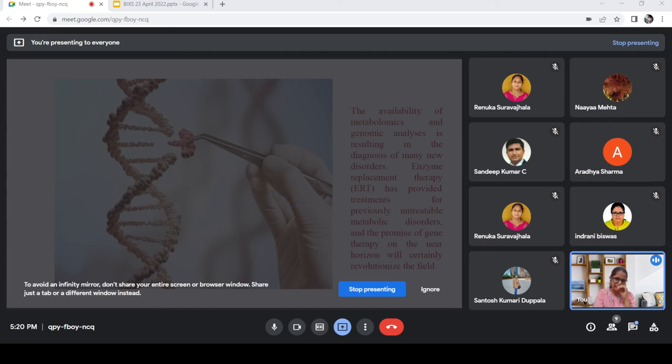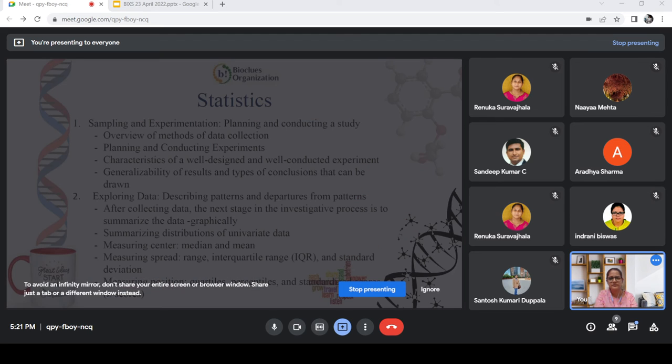So in this example, since we have now acquired good information regarding metabolomics and genomic studies, enzyme replacement therapy has recently provided treatments for diseases that were previously untreatable and had no response to drugs. So this way, bioinformatics is helping us to uncover various diseases and their progressions.